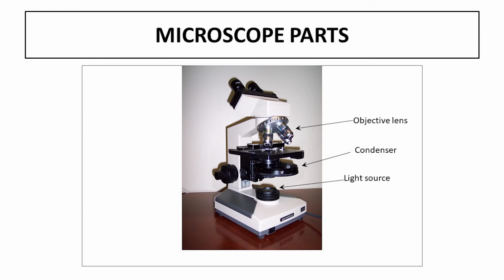Below the mechanical stage, we have the condenser. It does exactly what its name implies. It condenses light through your sample, so you see more light coming through. And of course, we have the light source at the bottom, which is a light bulb.